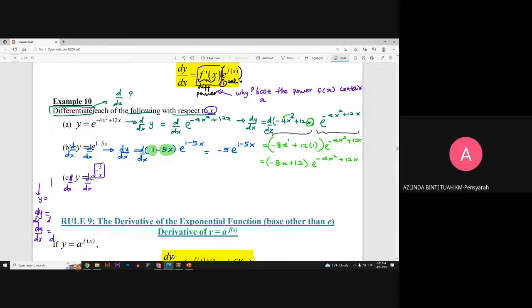Dia nak differentiate respect to apa. So kalau function tersebut ada respect to that variable, so kita kena differentiate variable tersebut. As we can see here, dekat bahagian power yang ada X, so power tu yang kita akan differentiate. So dy per dx equal to differentiate power then copy back the original function. Therefore, the dy per dx is, okay, how do we differentiate this?